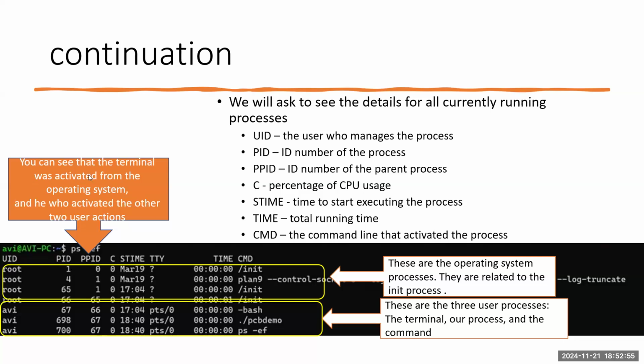kernel. What did you say? You can see that the terminal was activated from the operating system, from 1. Why is that the terminal? That's not the terminal. The parent of the terminal is 66, and 65 created it. See, a little bit of a chain reaction. 1 created 65, and 65 created 66, and 66 created 67, and that's our terminal.